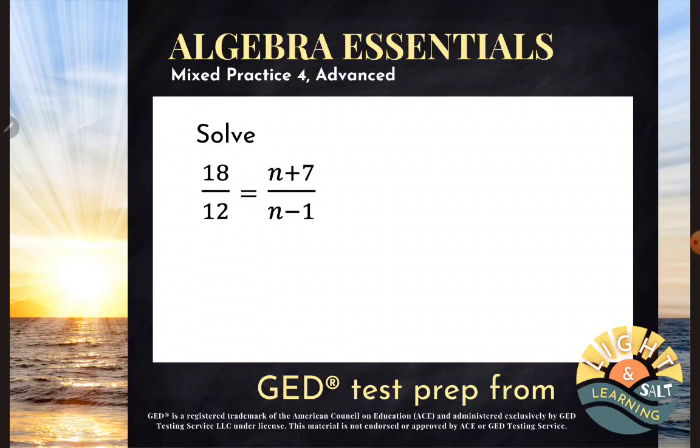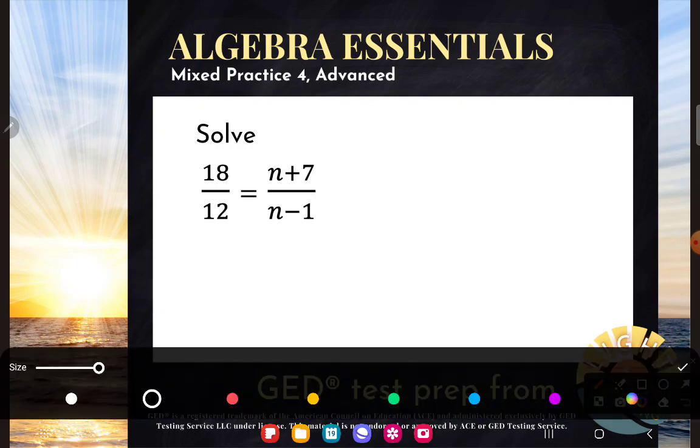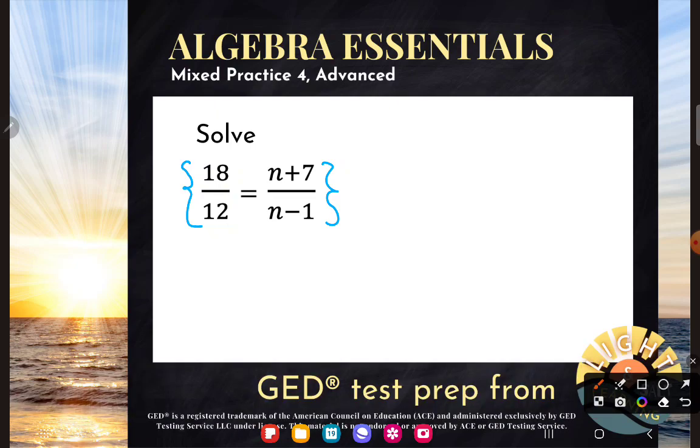So first thing I want you to notice, it says solve, and I have 18 over 12 is equal to the sum of n and 7 over the quantity of n minus 1. I'm just using that language, sum and quantity, to give you the idea that those things are grouped inside that fraction. So why does that matter? Well, it matters because this is a proportion. Look at that. Fraction equal to fraction, and that's all we have going on. It doesn't matter how ugly the fractions are.